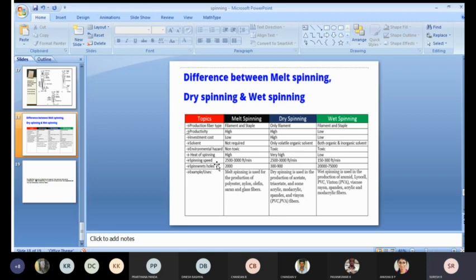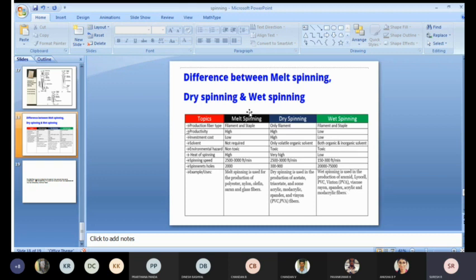Then there is the spinning speed of the three different types of techniques. These are spinneret holes. The spinneret has been shown in the slide, how the droplets will be forming. Like that, the spinneret holes will be there, and there is a number of holes in the spinneret. These are examples of what type of polymers and what type of fibers can be made in these three different techniques.